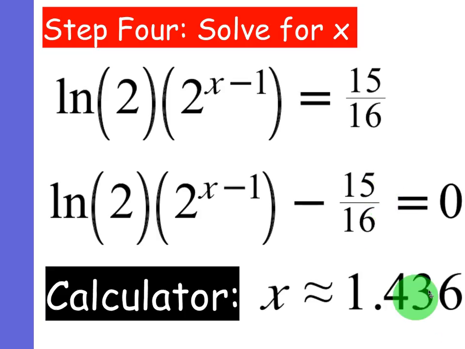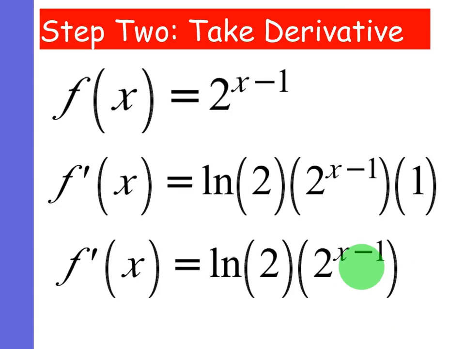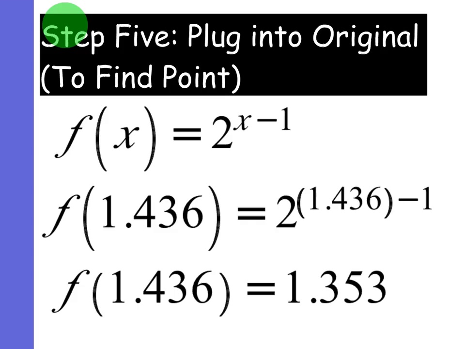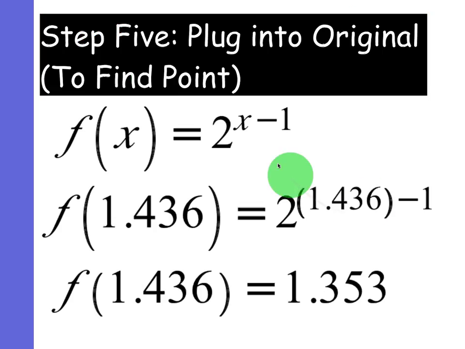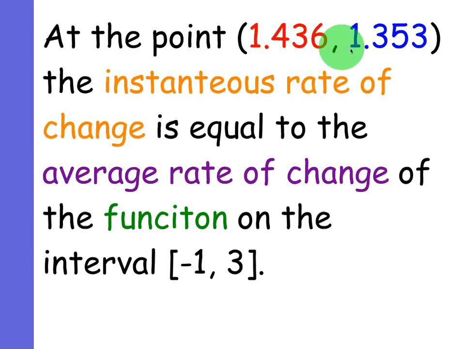Now, in order to figure out what that point is on the original graph, we will be taking this x value and plugging it back into our original function, which was 2 to the x minus 1, to get a y value. So step 5 is to plug into the original to find the point. After step 4, which is solving for x, we plug in 1.436 approximately, figure that out again with the calculator to get 1.353. So that means at 1.436, 1.353, the instantaneous rate of change is equal to the average rate of change of the function on the interval -1, 3. And again, we knew it would exist because it was continuous and differentiable on that interval.